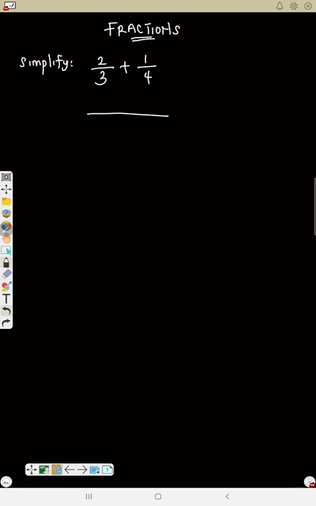What is common to both 3 and 4, and which is lowest? It is 12. Meaning if I have 3 here, what are the multiples of 3? Tell me all the multiples of 3. That will be 3 times 1, 3; 3 times 2, 6; 3 times 3, 9; 3 times 4, 12; 3 times 5, 15; 3 times 6, 18, and so on.